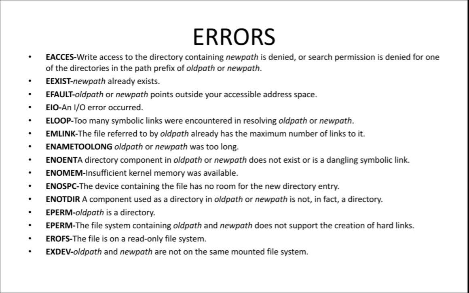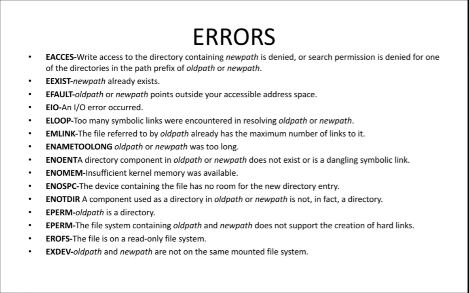ELOOP: too many symbolic links were encountered in resolving old path, right? If there are too many symbolic links, you know the difference between hard link and symbolic link, right? If you want to know more about the hard link and symbolic link, you can refer to my video. The link will be in the description, right? So if too many symbolic links were encountered in resolving the old path or new path, it's going to display the error as ELOOP.